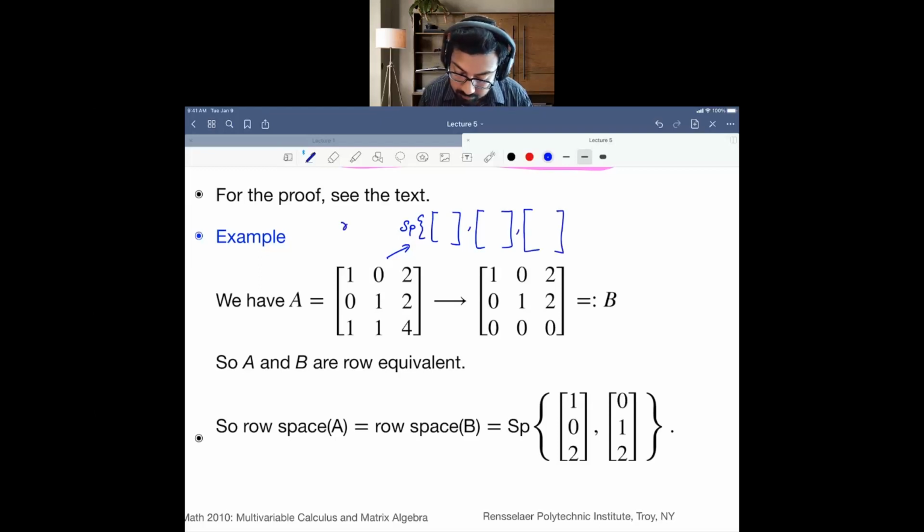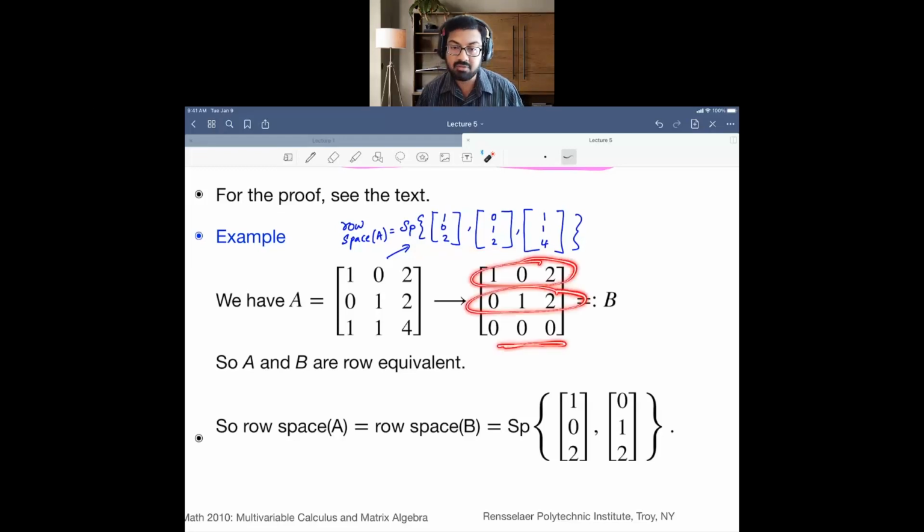Row space of A. What is the first row? 1, 0, 2. Second row 0, 1, 2. Third row 1, 1, 4. Right? So the row space of A actually had 3 of them. And based on this theorem, we can actually say that no, we don't need the third vector. Actually, we just need 2 of them, first row and second row. The third row is anyway 0.